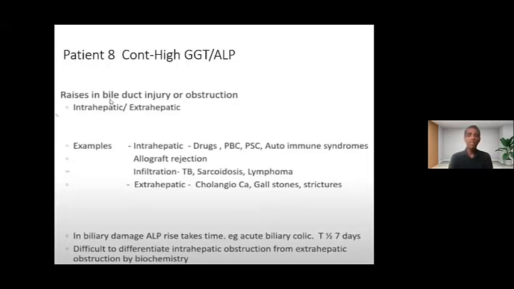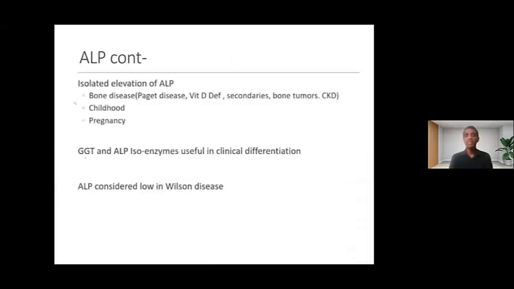If there's an isolated elevation of ALP, it mainly comes from the bone. Like Paget disease, vitamin D deficiency, secondary bone tumors, chronic kidney disease, you will see isolated elevation of ALP. During childhood, if you do a liver panel, incidentally you might see an elevation of ALP. It's mainly due to bone turnover, because it's the growing stage. It's not abnormal. And in pregnancy, as I told you, it's due to placental secretion.